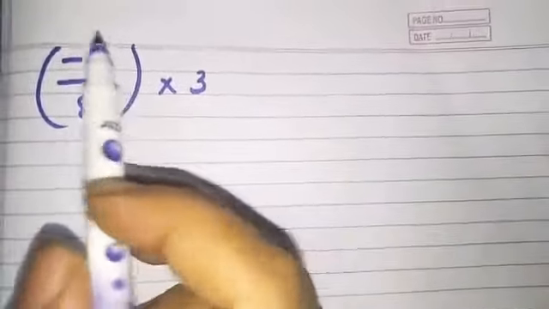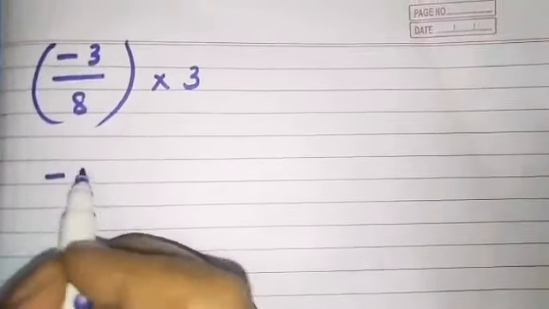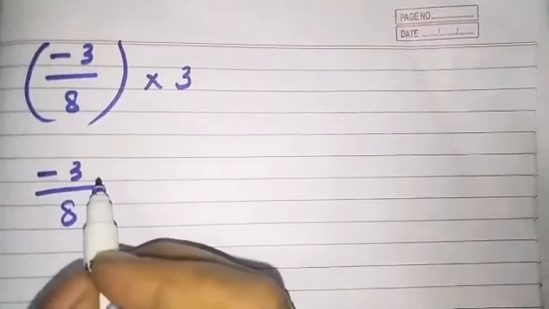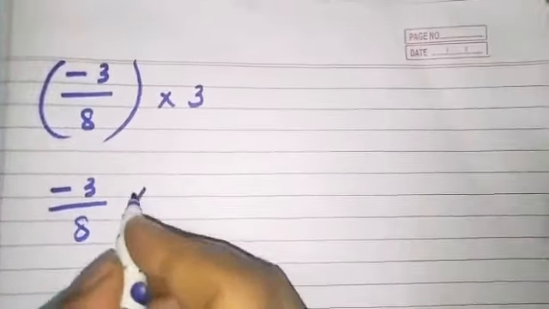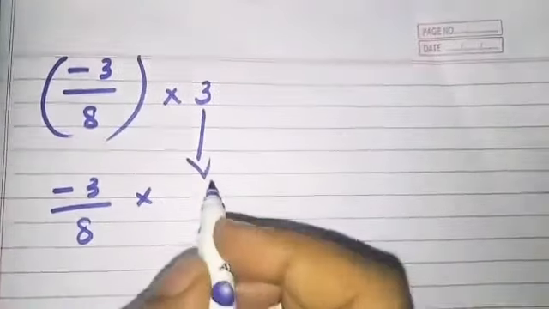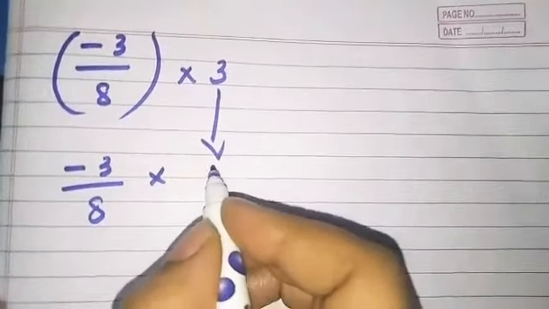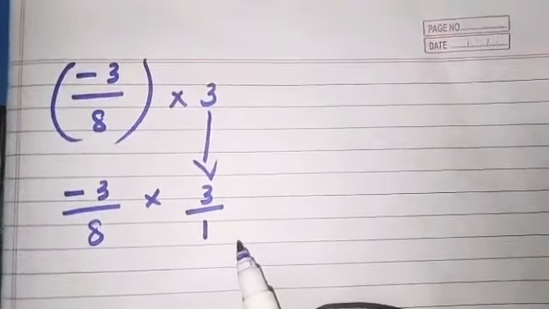Okay, let's take the next number now. What we see is one number is a rational number, and another number is in the form of an integer. So step 1 here would be, I would write this number as it is, and the next number, which is in integer form, I'm going to convert to rational number form. So I'm going to write it as 3 by 1.